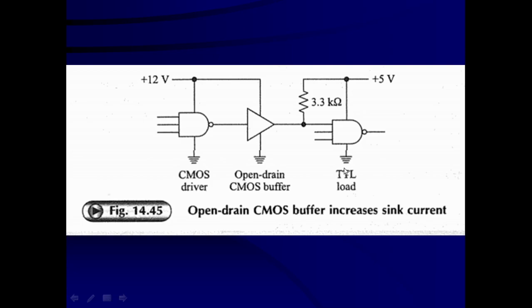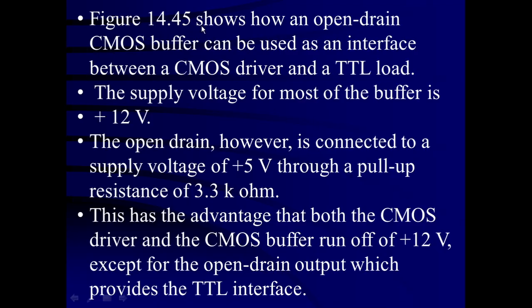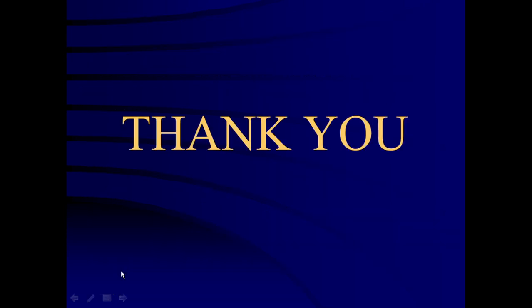Figure 14.45 shows how an open drain CMOS buffer can be used as an interface between a CMOS driver and a TTL load. The supply voltage for the CMOS buffer is plus 12 volt. The open drain, however, is connected to the supply voltage of plus 5 volt through a pull-up resistance of 3.3 kilo ohms. This has the advantage that both the CMOS driver and CMOS buffer run off plus 12 volt, except for the open drain output, which provides the TTL interface with the 5 volt.